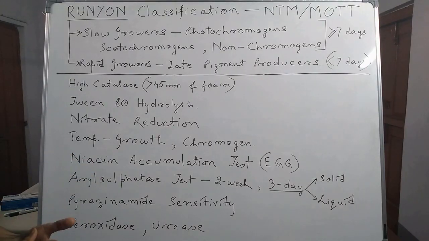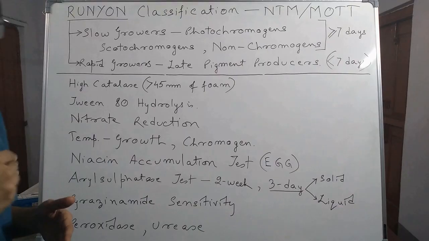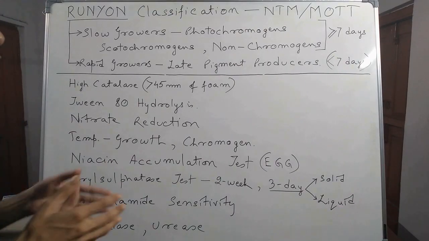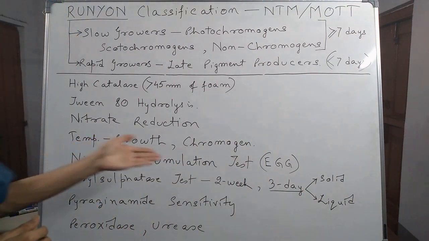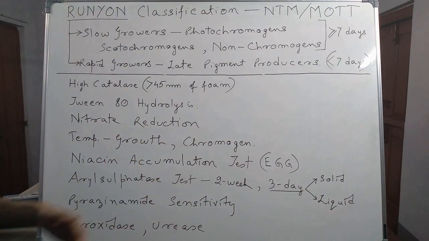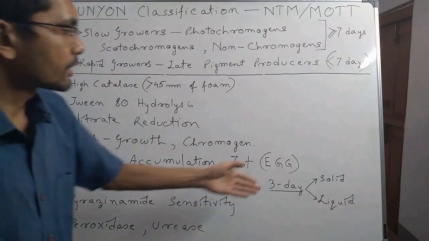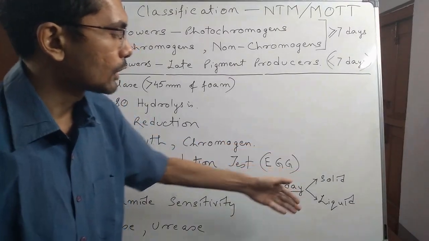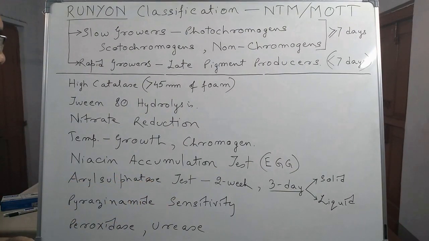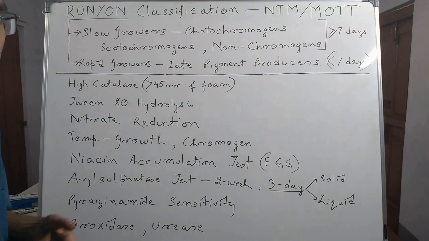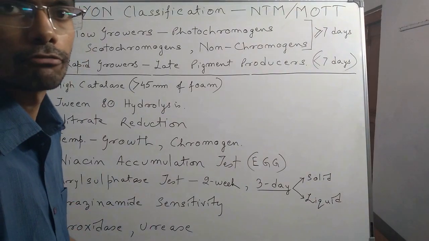Niacin, which is vitamin B3, is a metabolic product of all mycobacteria, but if they cannot process or catabolize it further, it would tend to accumulate in the medium, and egg-based media are recommended for this test. Then there is an arylsulfatase test, which has two variants, 2-week and 3-day variant, and the 3-day test may be carried out in a solid or a liquid medium. Whether they are sensitive or resistant to pyrazinamide also gives us a clue. Pyrazinamide is an anti-TB drug, and the detection of peroxidase and urease enzymes are also differentiating features.